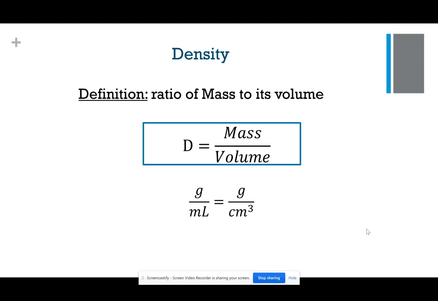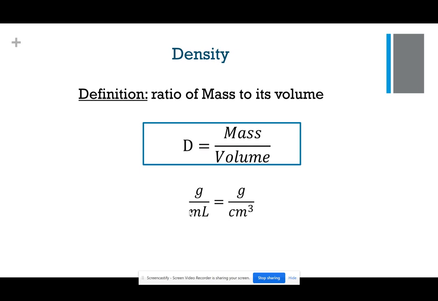So density is the ratio of mass to its volume. So that's the English or the word version of it. Here's the math version. So density equals mass divided by volume. Mass is typically done in grams, so we put it on a scale, we figure out the grams. Volume, very often for us, will be in milliliters, so we measure in a graduated cylinder, and we get milliliters.